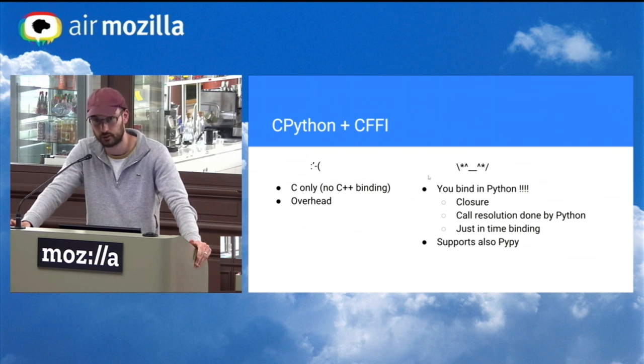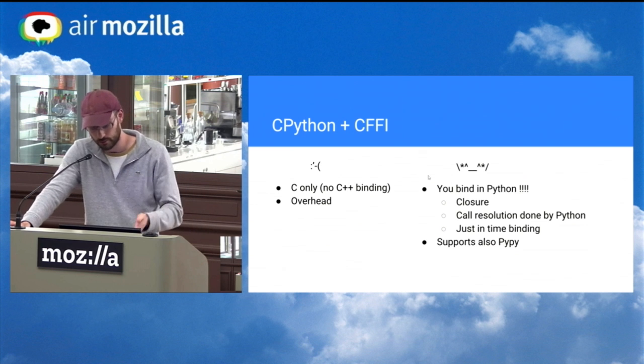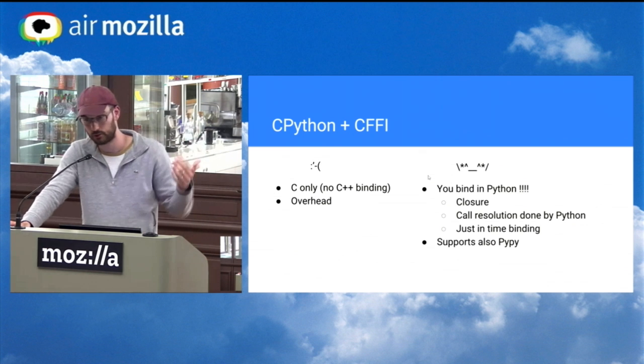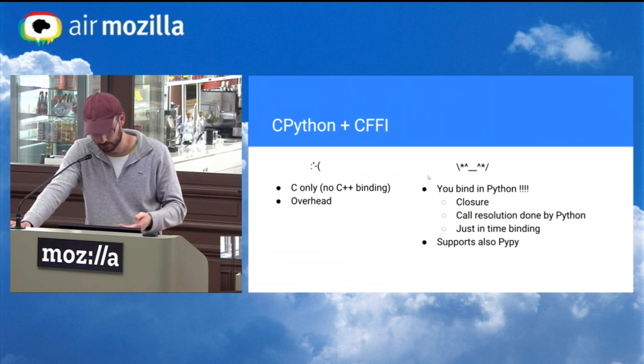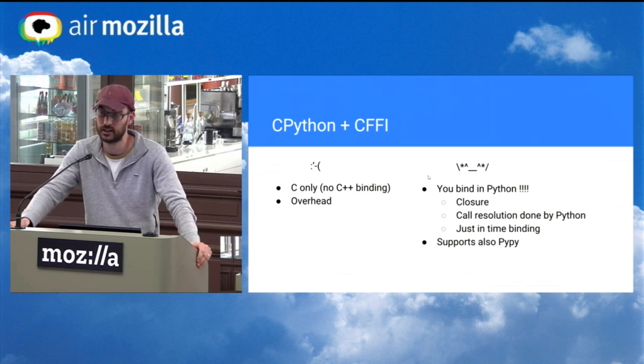The only problem was this solution was only working with C, and as I said, Godot is written in C++. So in order to make this work, you have to take all your API in C++ and create a kind of wrapper API in C. And it's really cumbersome work, and so I didn't want to do that.